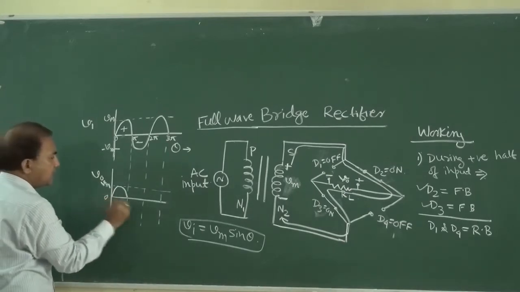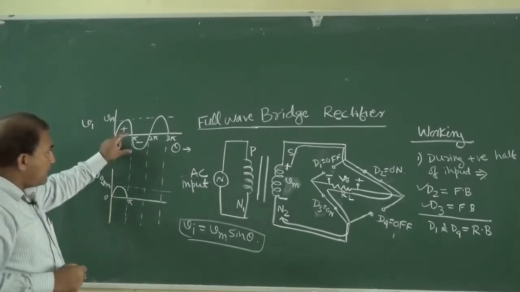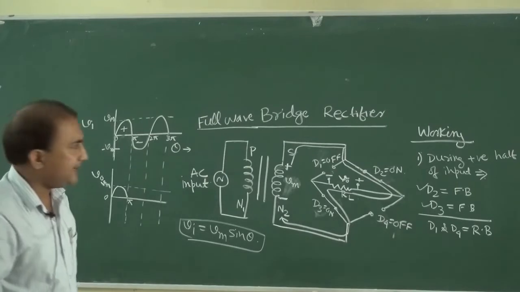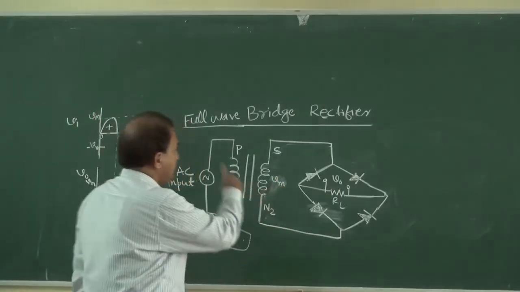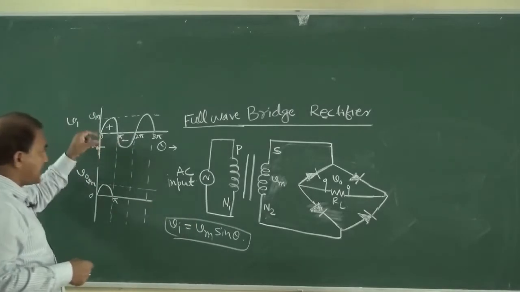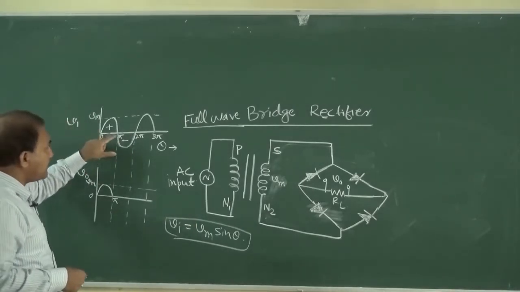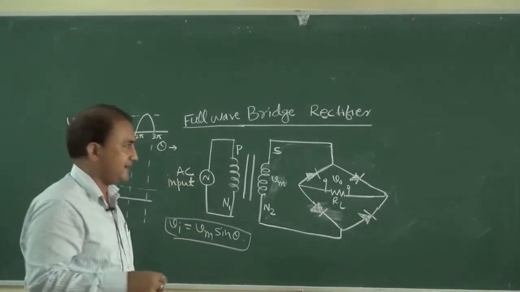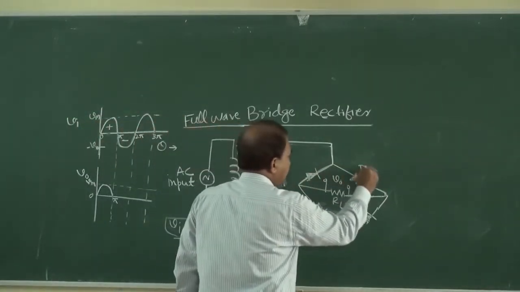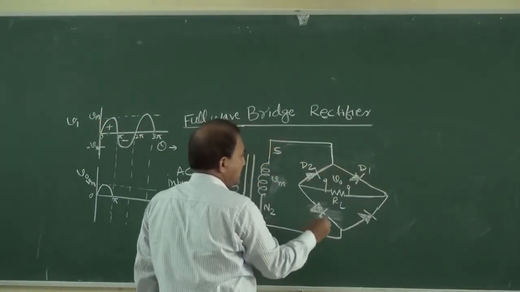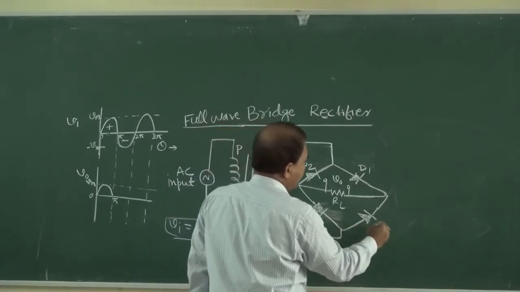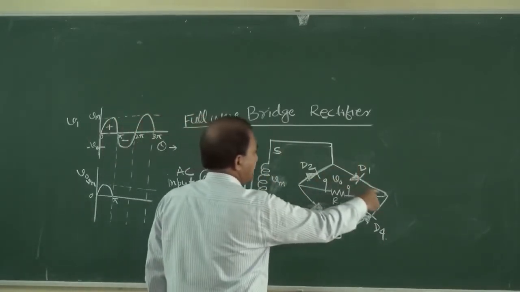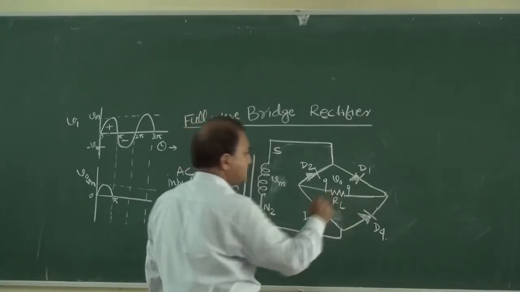So this is from 0 to pi. Now for the negative half cycle, from pi to 2 pi, we have to see the negative half cycle, that is when Vi is from pi to 2 pi. So this is the circuit diagram of the full wave bridge rectifier. This is diode D1, this is D2, D3, and this is D4.